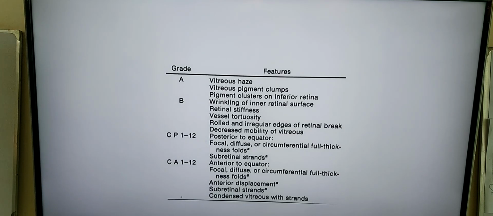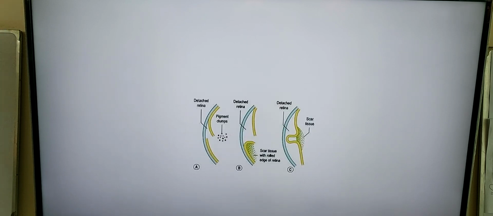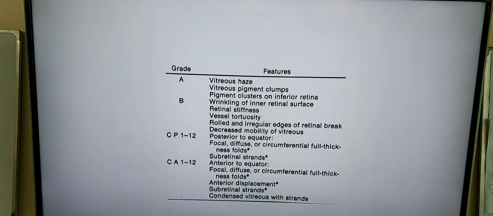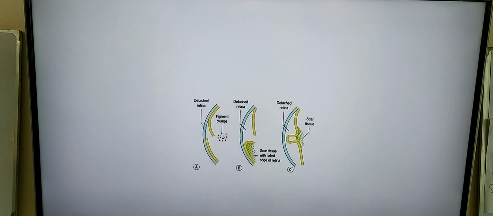The grades of PVR, grade A. In grade A, there's vitreous haze, vitreous pigment clumps, and pigment clusters on the inferior retina. This is grade A. Pigment clumps can be seen. In grade B, wrinkling of the inner retinal surface, retinal stiffness, and vessel tortuosity is seen. Rolled irregular edges of the retinal break and decreased mobility of the vitreous. This shows grade B with detached retina and with rolled edges of the retina.